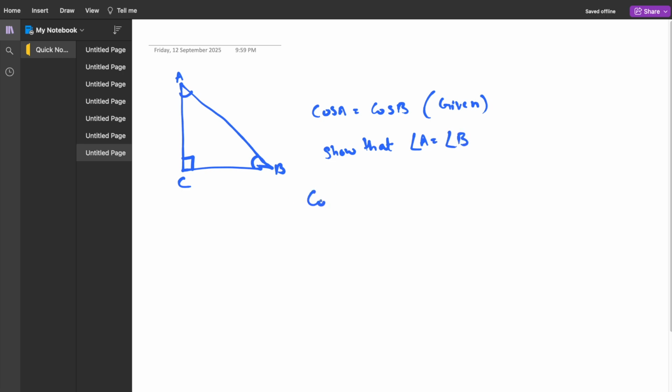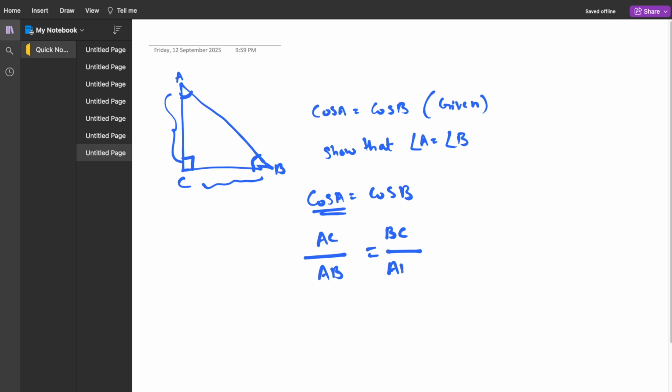So cos A is equal to cos B. What does that mean? Cos A is nothing but the adjacent side to angle A, that is AC, divided by the hypotenuse, that is AB. Cos B is nothing but the adjacent side to angle B, that is BC, divided by the hypotenuse, that is AB. So this is LHS and RHS.